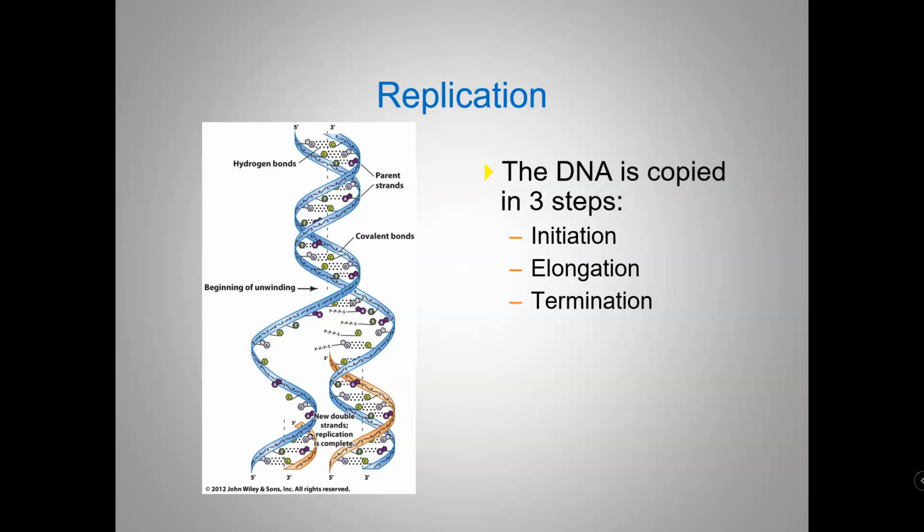Once we have initiated at wherever the origin happens to be, we elongate from that point. And the origin, since it's in the middle of something somewhere, we're going to elongate in both directions. So if you're looking at this strand, we're going to go from both the top and the bottom, wherever we originate. And then we're going to terminate once we hit the end of a linear strand, or once we've come back around to the beginning of a circular strand.